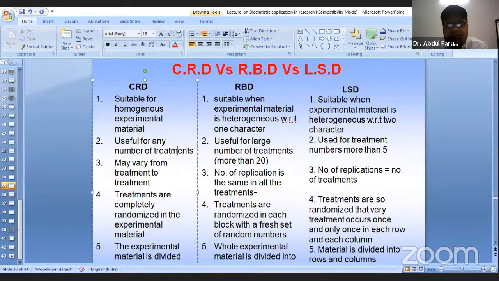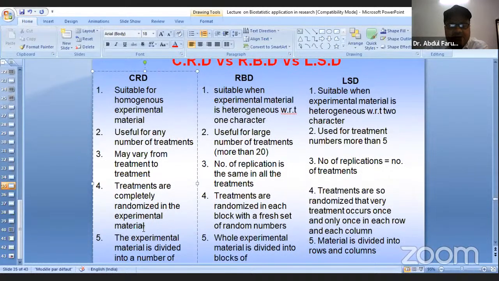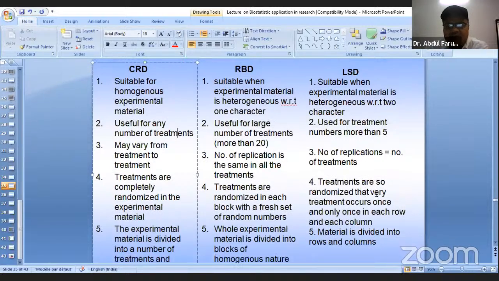The number of replications may vary from treatment to treatment. No, replication is the same in all the treatments. It is for RBD, and here the number of replications is equal to the number of treatments. Treatments are completely randomized in the experimental material. Here the treatments are randomized in each block with a fresh set of random numbers. Treatments are randomized so that every treatment occurs once and only once in each row and each column.